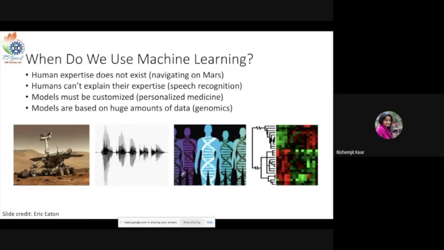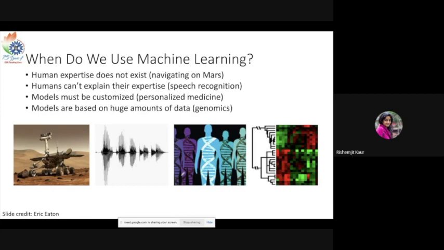So when do we use machine learning? There are a couple of different scenarios. The first is where human expertise does not exist. For example, navigating on Mars, right? We are familiar with the rovers. It's a completely unknown domain, a completely different terrain where humans cannot even reach. So there we need to impart some sort of intelligence to the bots, to the rovers which are out there, because human expertise does not exist there.